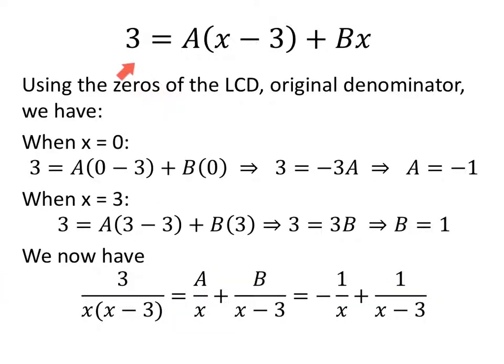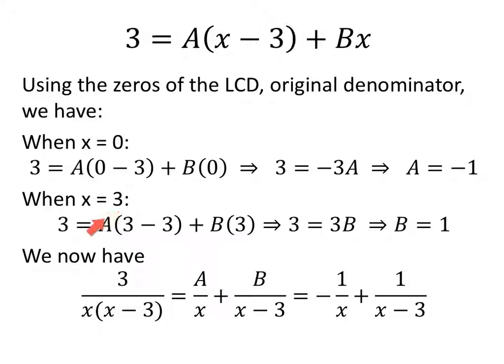Alright, so we have our equation. 3 equals a times x minus 3 plus bx. Using the zeros of the original common denominator, we know that when x is 0, we have a 0 denominator. When x is 3, we have a 0 denominator. When x is 0, I'll put 0 in everywhere I see an x in my main equation. So I'll have 3 equals a times 0 minus 3 plus b times 0. Well, that's 3 equals negative 3a. b cancels out. So a must be negative 1.